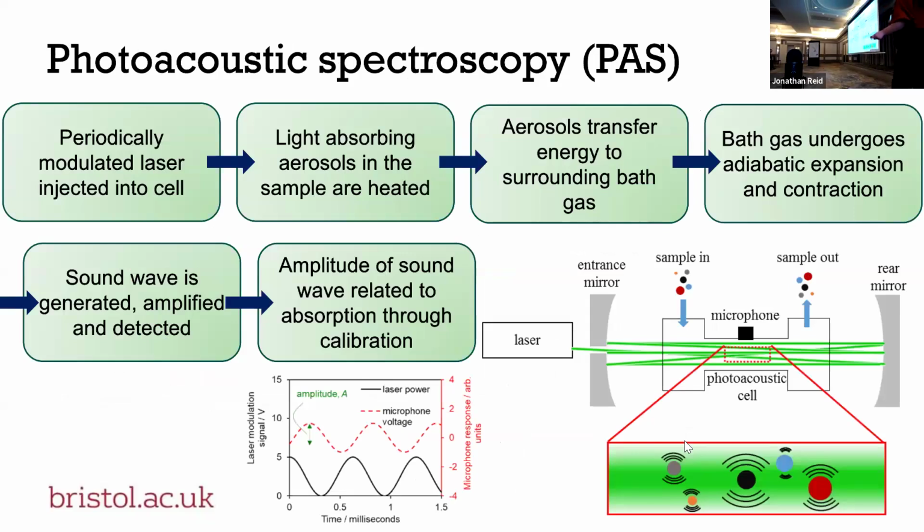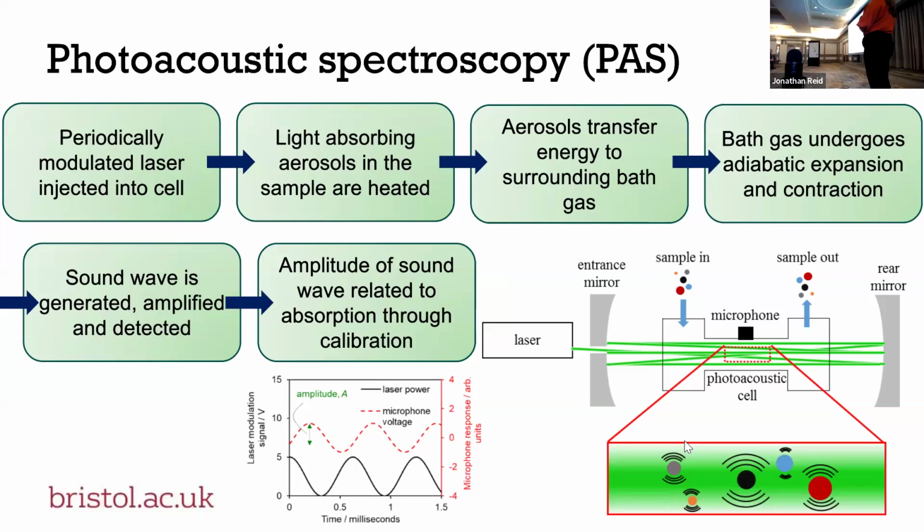So then photoacoustic spectroscopy is what we use for our absorption measurements. We have a periodically modulated laser that we inject into our cavity. It's got highly reflective mirrors at the end again. So if you've got light absorbing aerosols present in the sample, they'll be heated by this laser. They then transfer their energy to the surrounding bath gas, which causes the bath gas to undergo adiabatic expansion.